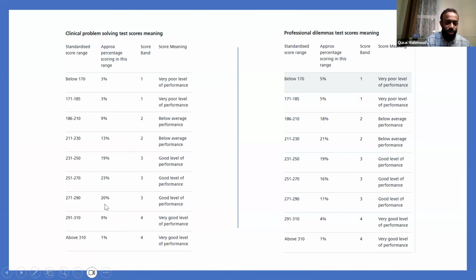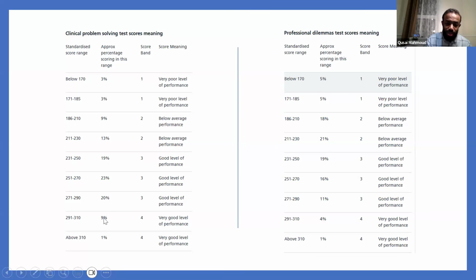How much percentage of the people are scoring in the clinical part more than 270 and less than 290, which is a very good score? 20%, 1/5 of the cohort, they are scoring high here. Look how much in the SJT, just 11%. Almost half of them are scoring the same marks in the SJT.